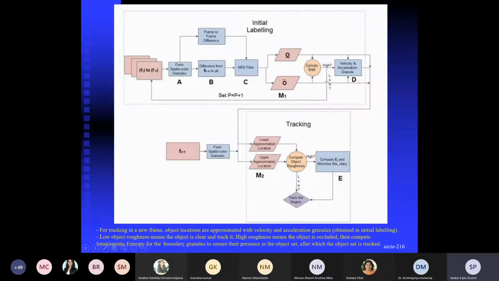Simple. So for tracking in a new frame, object locations are approximated with velocity acceleration granules obtained in initial labeling. Low object roughness means the object is clear, you track it. High roughness means the object is occluded, you then compute intrinsic entropy for the boundary granules in order to ensure the presence of their object set. After that, the object is tracked.